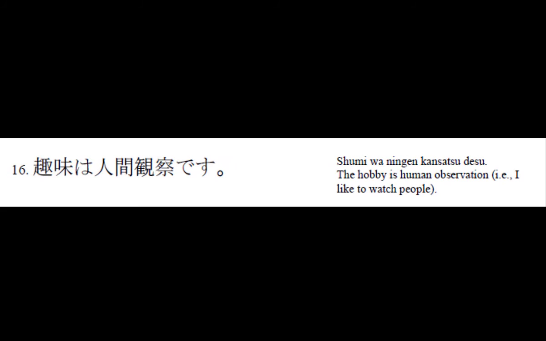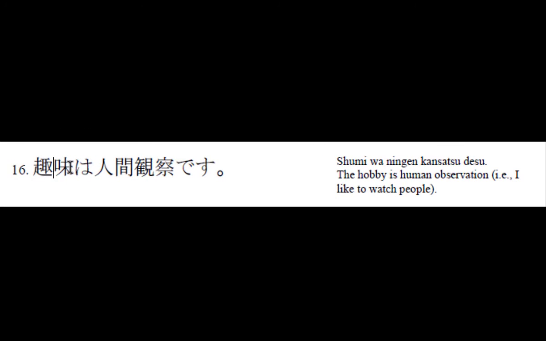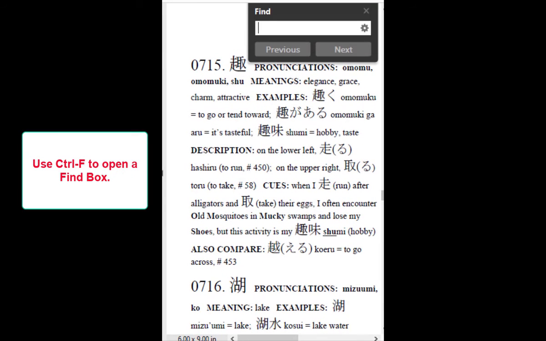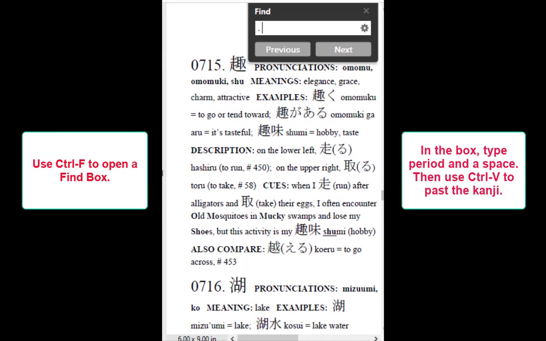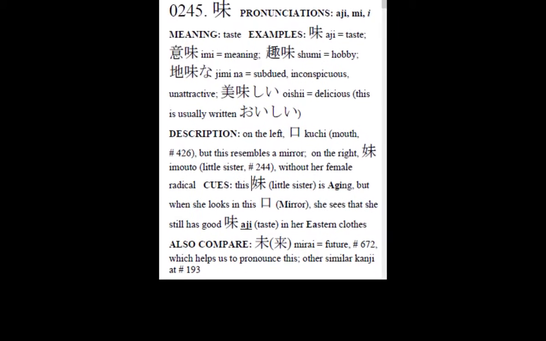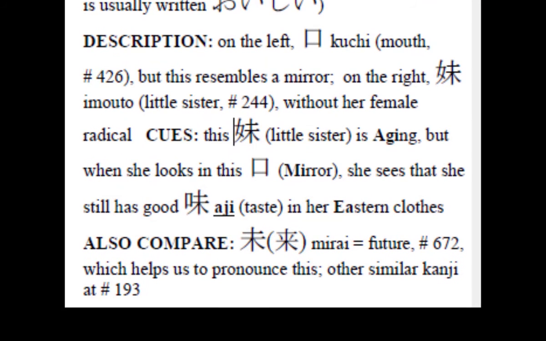Now let's say that I'm having trouble reading the second kanji in this sentence as well. This time I've forgotten the cue or the mnemonic which helps me to remember its pronunciation. I'll just use the same technique to look this one up. Highlight, Control C, kanji window, Control F, dot space, Control V, Enter. Now I can see the cues for this kanji. The cue that I wanted to look up was mirror, since the kanji is pronounced mi in this sentence. Now I can return to my reading.